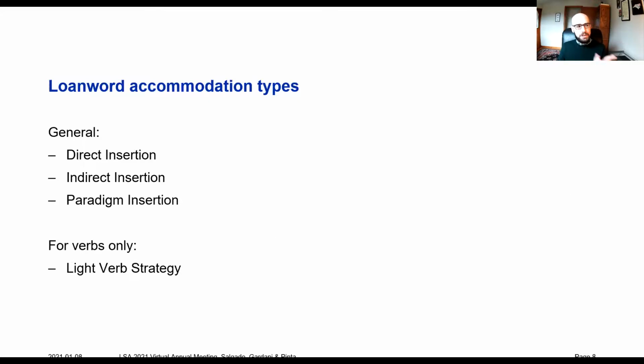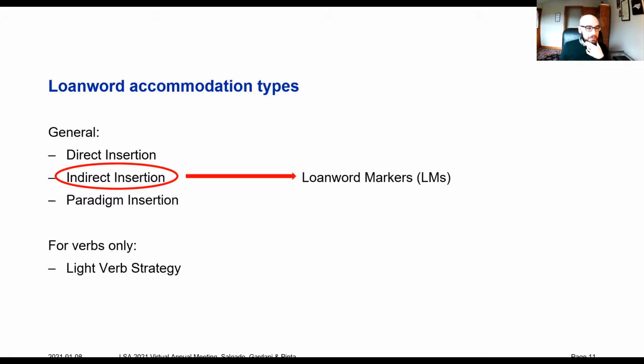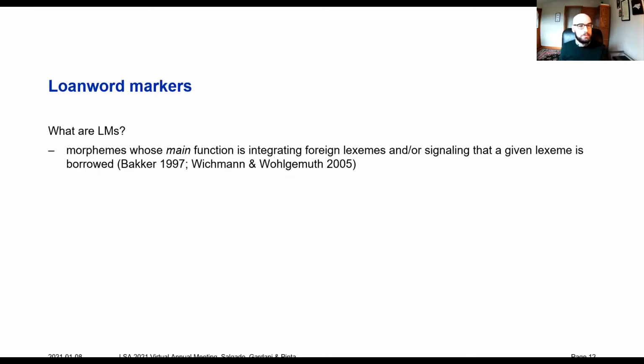We can see here that three of them are general accommodation types, and one of them is just for verbs, so obviously the light verb strategy there. Again, we're interested here in indirect insertion, which is whenever the borrowed lexeme is overtly marked in some type of way. The actual morphology that they use to accomplish this is what we're calling loanword markers. And that's of course the topic of the talk today.